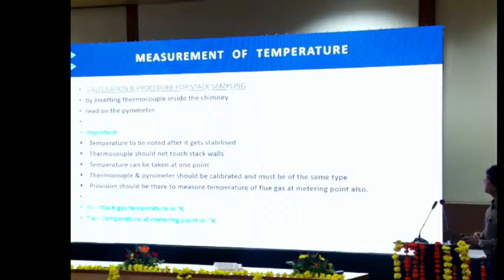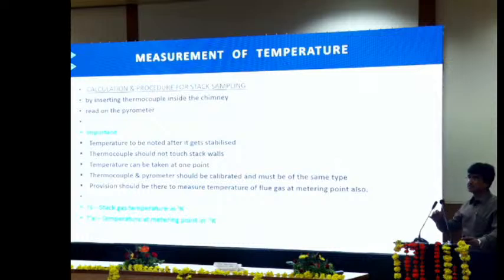The temperature is to be noted after it gets stabilized. Whenever somebody goes for the monitoring, he is often in a hurry, will put the probe in, will not wait for the temperature to settle down. Whatever reading comes, he will immediately take it. That is not the right way. You need to wait till the temperature gets stabilized and then note down the correct temperature.